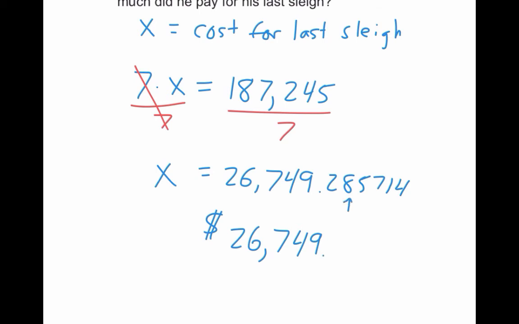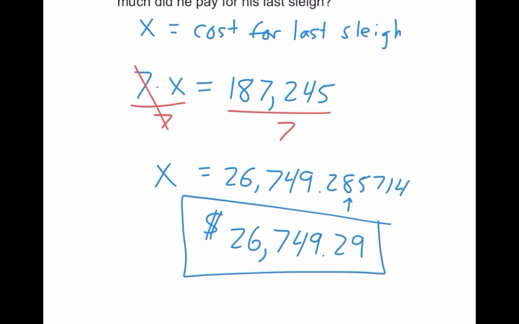Because the next number is a 5. 5 and above, give it a shove, so we make it go higher. So money rounded to 2 decimal points. So the last sleigh cost Santa $26,749.29. Now he's willing to pay 7 times that. Does that make sense to people?